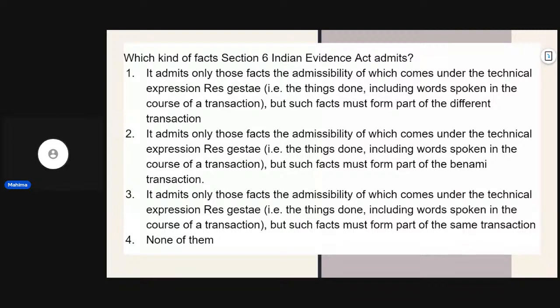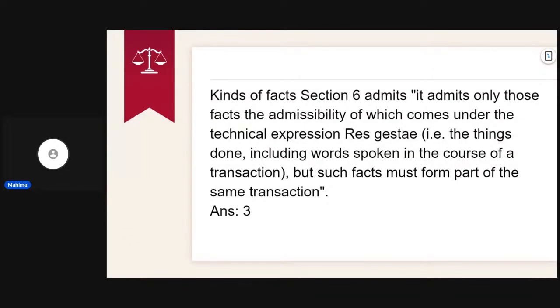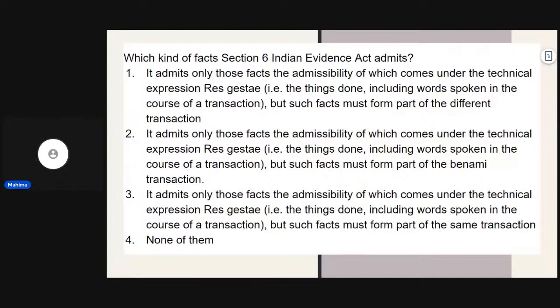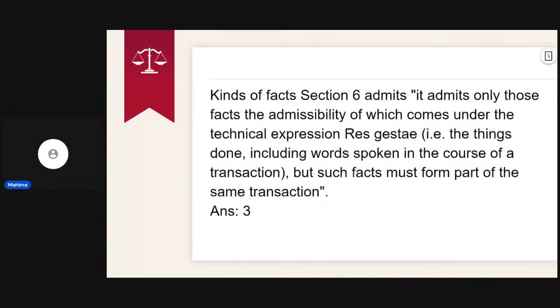Yes, you should know that section 6 का ही मतलब same res gestae is also under section 7, 8, 9, 10, not 9, 7, 8, 14. All of these sections are under section 6 only. Yes, it is option number 3. It was very much easy. Facts forming the part of the same transaction are obviously included under section 6.